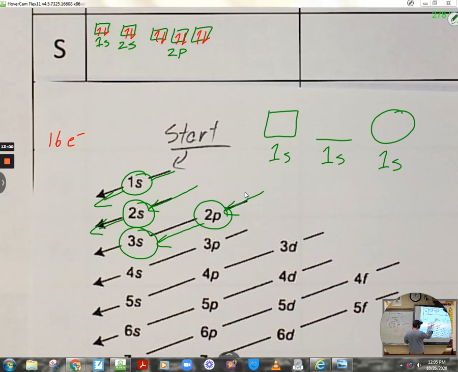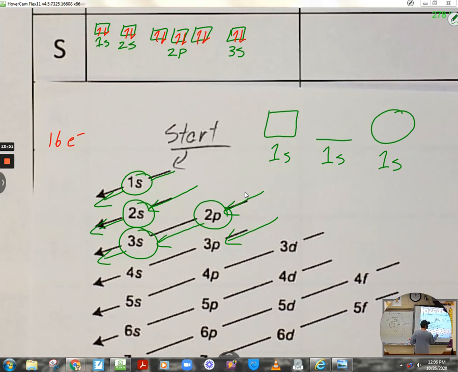3s sublevel just has 1 box in it. So I'm going to come up here and draw an orbital for 3s, and sink a couple more electrons in there. So that's 14. How many left? 2 left. So I finish this arrow, I go to my next arrow.